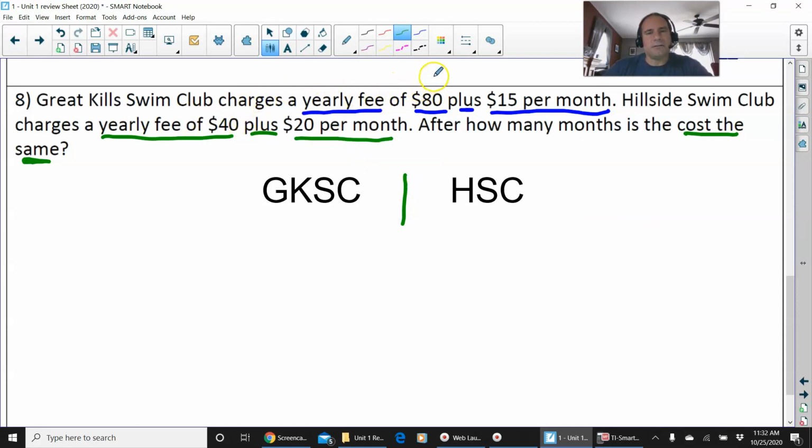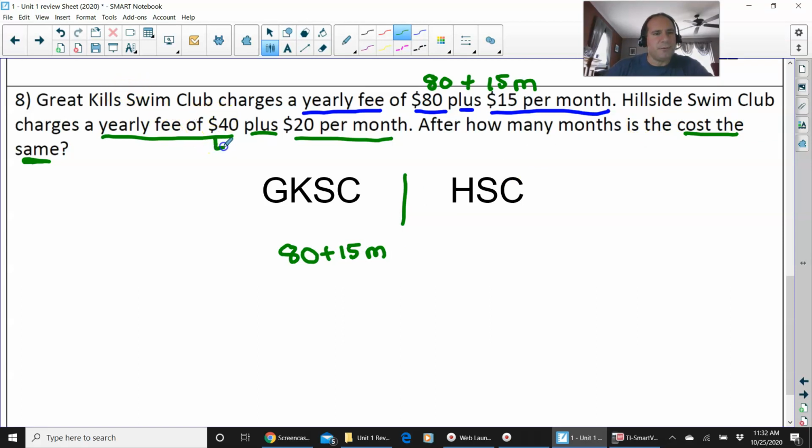So let's start with Great Hills. We have 80 plus 15 per month. That's easy enough. I'm going to put 80 plus 15 per month. Hillside Swim Club charges a yearly fee of 40 plus 20 per month. So I'm just going to write that down, 40 plus 20 per month. You have to see how many months the cost is the same. Well, the same in math is equals, so I'm going to put an equal sign in the middle and solve this.